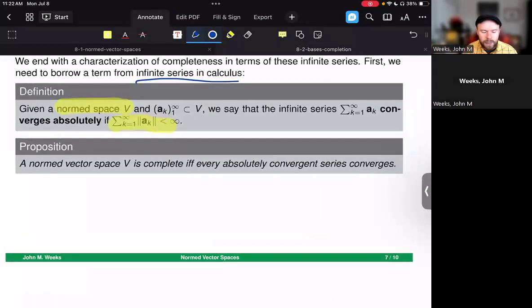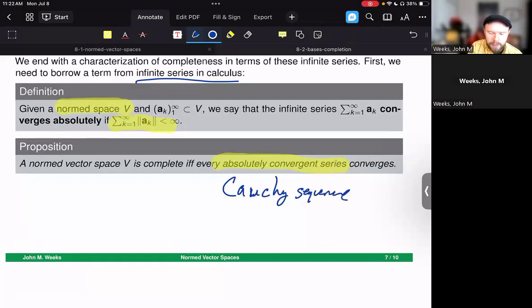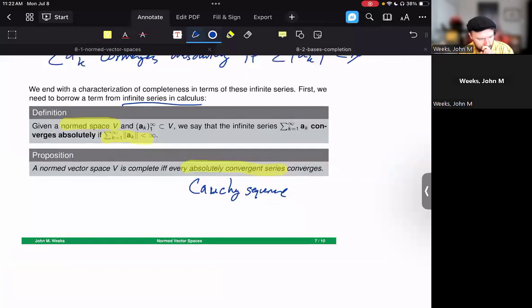It turns out that a normed vector space is complete if and only if every absolutely convergent series converges. What are we doing here? Do you notice something that looks different about this word complete and what's coming after it? Typically, when we say something is complete, we would say every Cauchy sequence converges. And we are changing that to say every absolutely convergent series converges. So what's the difference here? How are we going to make the connection?